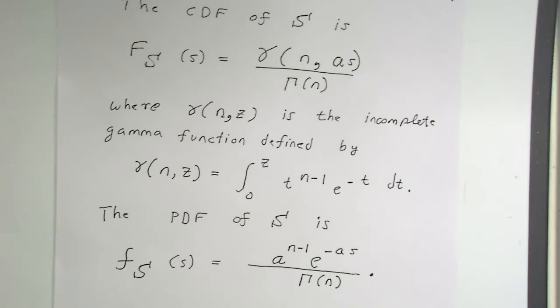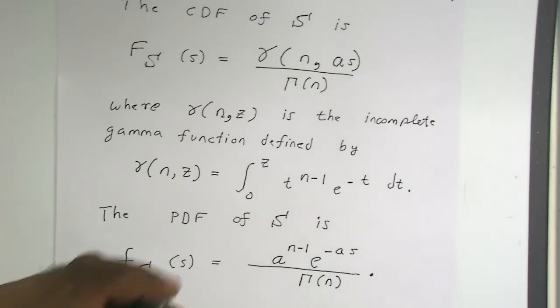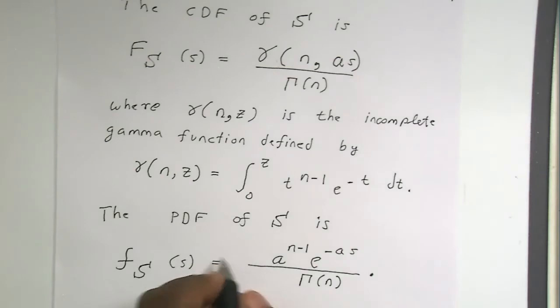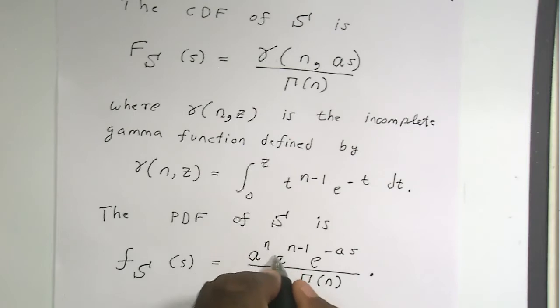That's wrong, guys. Sorry, I made a mistake. This should be A to the power n, and this should be S, not A. This should be S. It should be S, not A. Okay, can you change this to S? S to the power n minus 1.